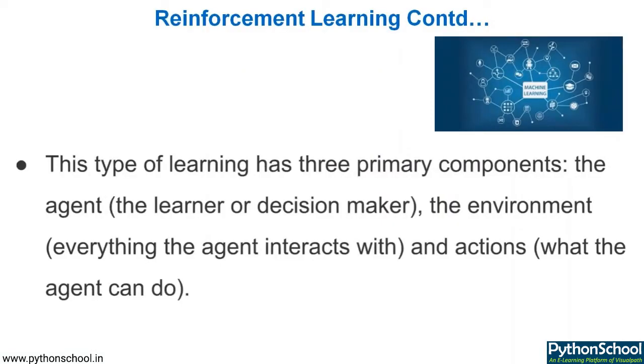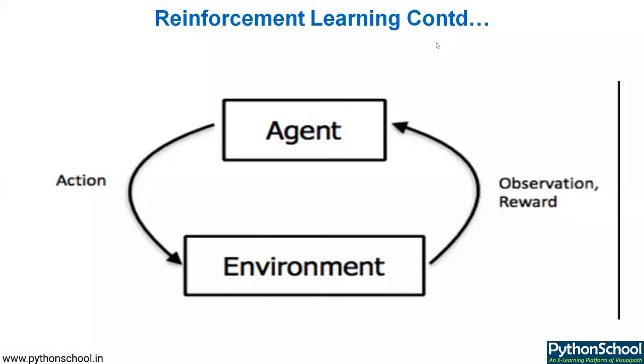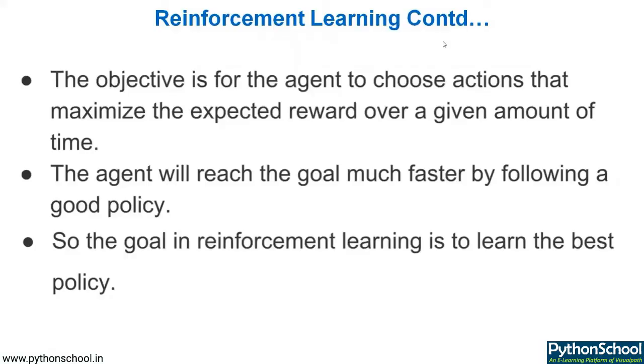So this type of learning has three primary components: the agent, the learner or decision maker; the environment, everything the agent interacts with; and actions, what the agent can do. So here it is. There is an agent, there's an environment, there's an action, and there is an observation and reward. The objective is for the agent to choose actions that maximize the expected reward over a given amount of time. The agent will reach the goal much faster by following a good policy. So the goal in reinforcement learning is to learn the best policy.